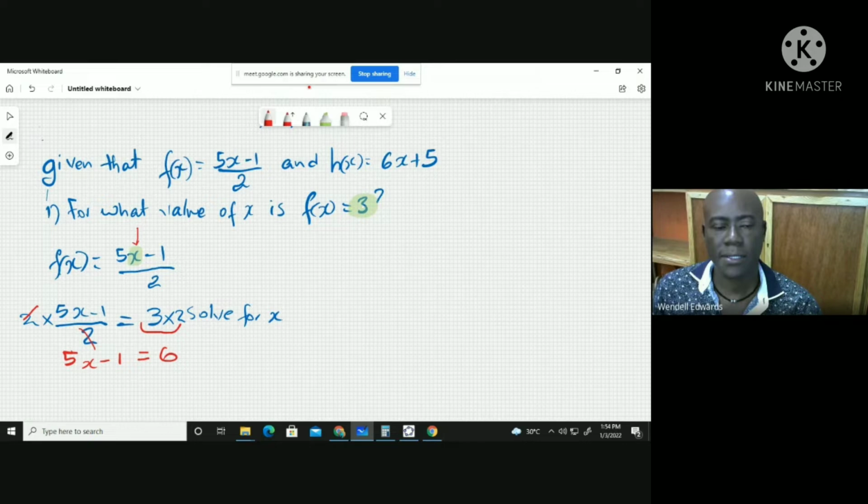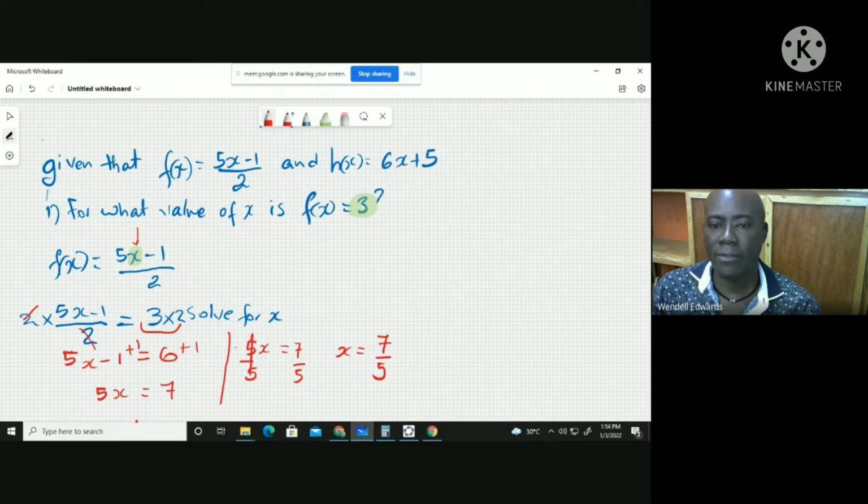3 2's are 6. What we're going to do now is add 1 to both sides. We're solving for x, so we're left with 5x because negative 1 and positive 1 becomes 0 here. So 5x is equal to 7. At this stage, having 5x equal to 7, I can definitely divide both sides by 5. In so doing, the 5 cancels there. So my response is that x is equal to 7 over 5.